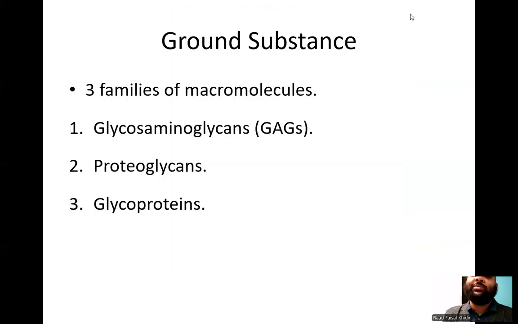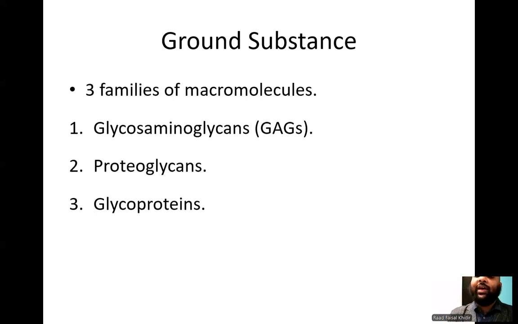Your reticular fibers, and these are your elastic fibers. Okay, ground substance. Ground substance is three families of macromolecules known as glycosaminoglycans, proteoglycans, and glycoproteins. These are the three families of all the macromolecules that make up your extracellular matrix. Remember them. Glycosaminoglycans, known as the GAGs, and proteoglycans. These are proteins with sugars.